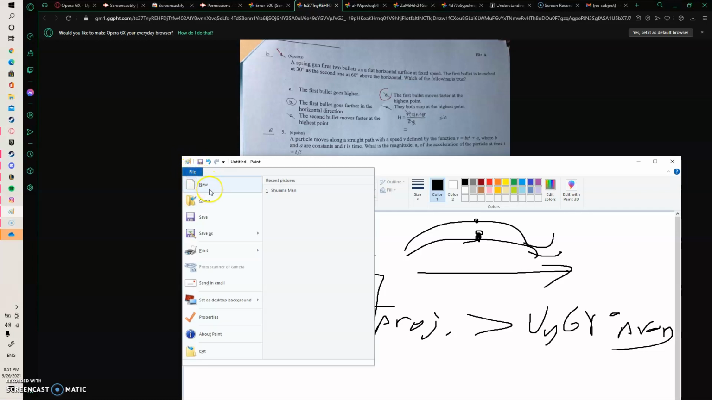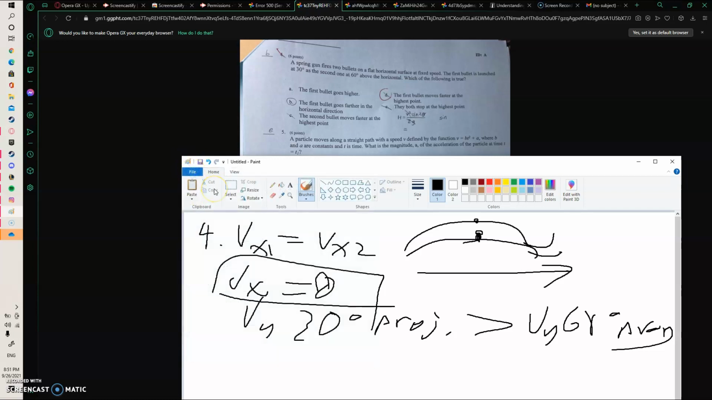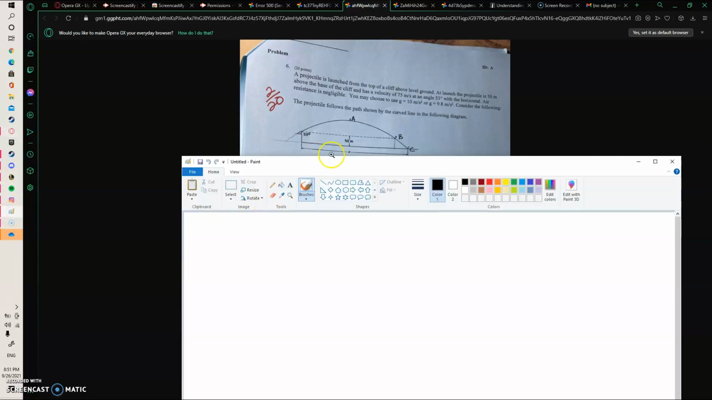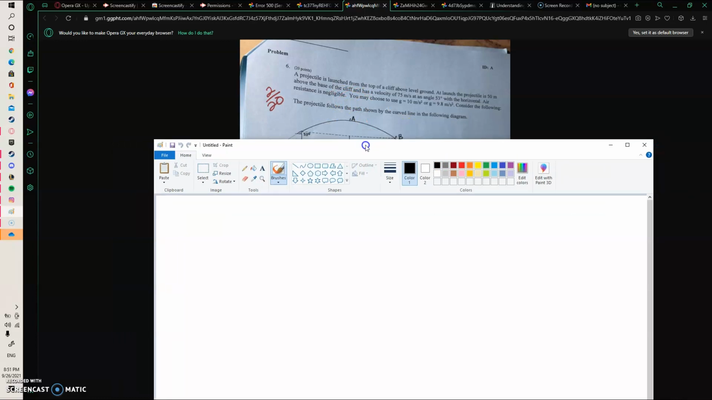Now moving on to the free response questions. The first problem would be problem 6, and it basically describes a projectile launched from the top of a cliff above level ground. At launch, the projectile is 50 meters above the base of the cliff and has a velocity of 75 meters per second at an angle of 53 degrees with the horizontal. Air resistance is negligible, and so on and so forth.